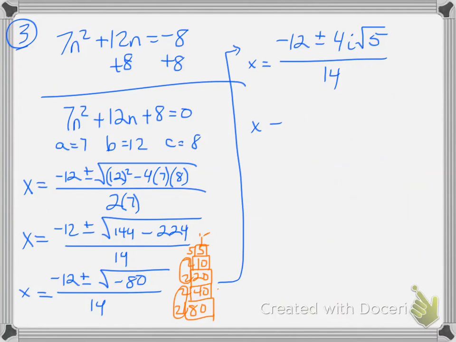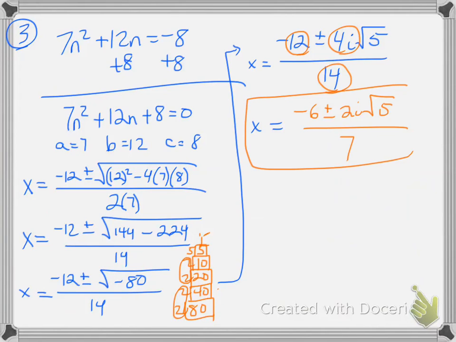And there's one more part I'm going to have to do, and I'm going to simplify these parts. I can't simplify what's inside the radical with the denominator, but I can simplify the 3 parts that are on the outside. And if all 3 of those parts can be divided by the same number, I'm going to simplify by that. So they can each be divided by 2, so that's going to become negative 6 plus or minus 2i times the square root of 5, all divided by 7. And that is my solution for this problem.